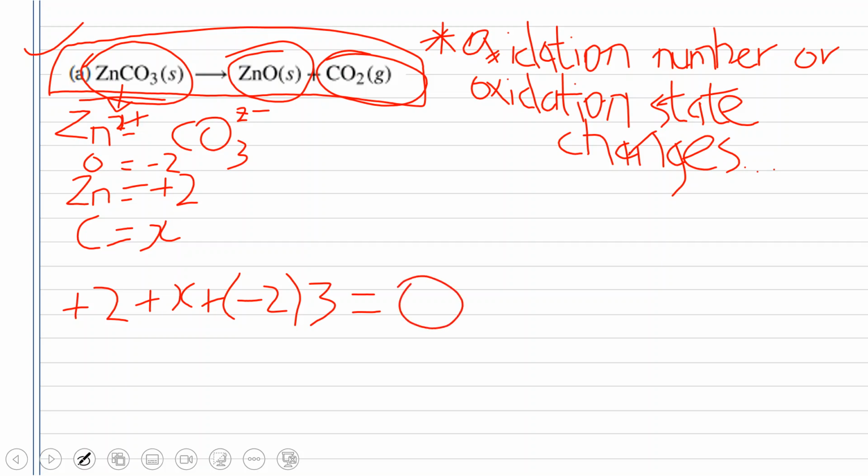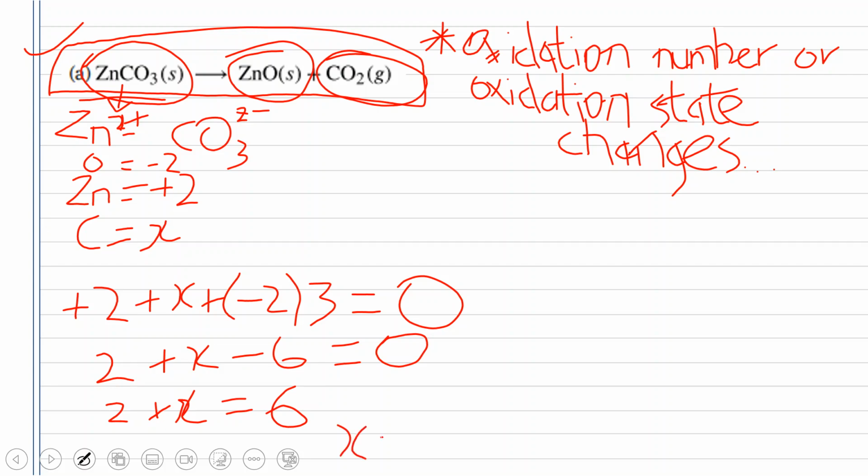We're trying to find the oxidation number for C. I'm going to have 2 plus X, and -2 times 3 is -6, which is equal to 0. This is all algebra. The 6 moves to the other side, so I have +6. The 2 moves to the other side, so X equals 6 minus 2, which gives me 4. So the oxidation number for C is 4. Do you see that?